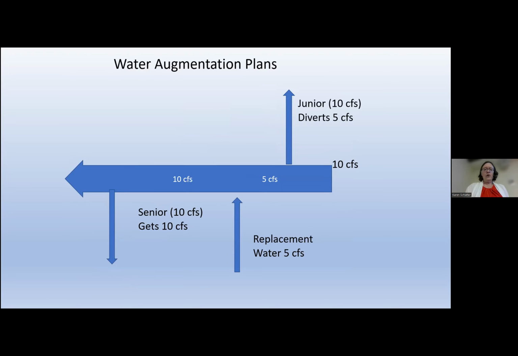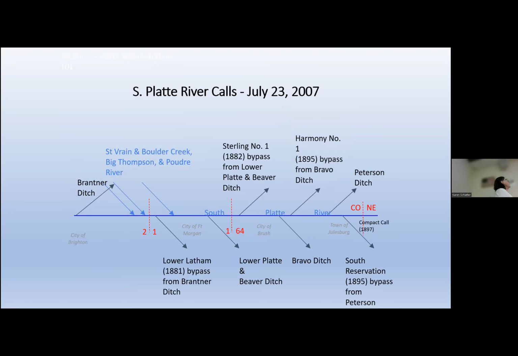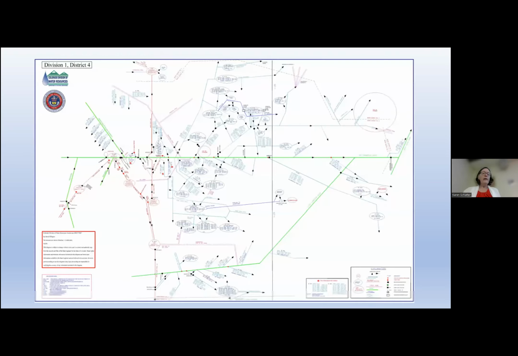So if you look at the South Platte, this is a simple line diagram of the senior calls on the South Platte. Before computers, we used these line diagrams. You can see that the calls on the South Platte, 1882, 1885, 1881, very, very senior rights. And they pretty much almost used up the river with those rights. Corey's going to get you into a more complicated diagram. Don't bother with the details. It's just how they administer rights. Who's calling? Who has what right? Where's the augmentation water going? Simple.